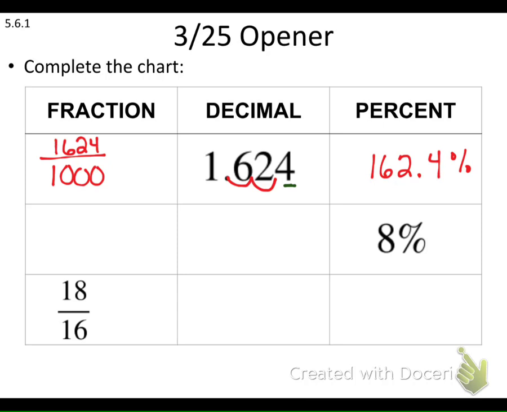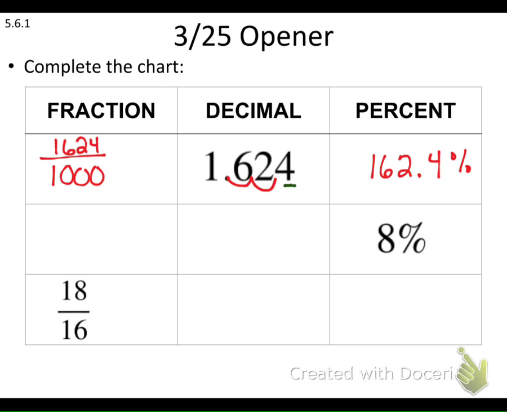The 1. Now, if that 1 was a 0, we wouldn't have to worry about it. But because it's a number that falls between 1 and 9, we have to include it. So our numerator is actually going to be this entire decimal number, the 1.624, but without the decimal point. Okay? Now, fractions we're not done with until it's in simplest form.